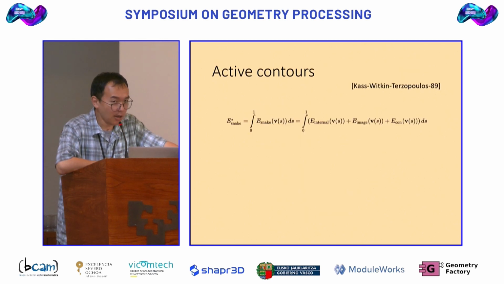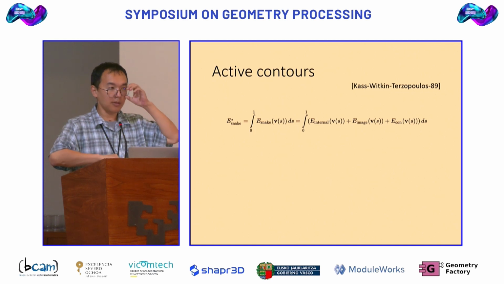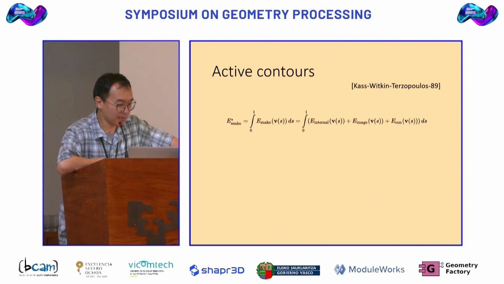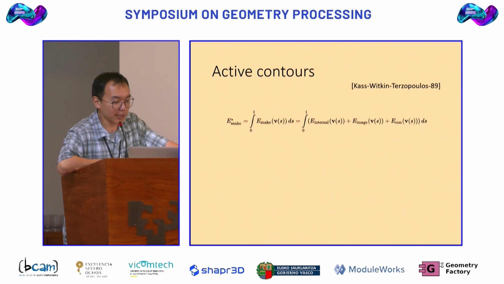Now, how to fix this? The idea here is to introduce some regression losses. So we can generalize the idea called active contours. How many of you know this?